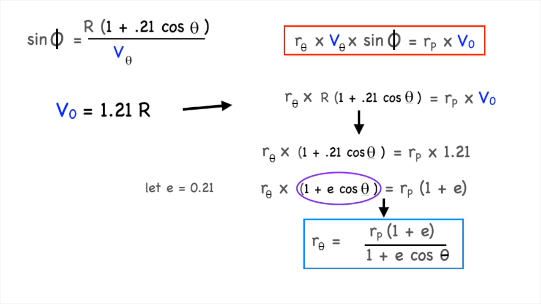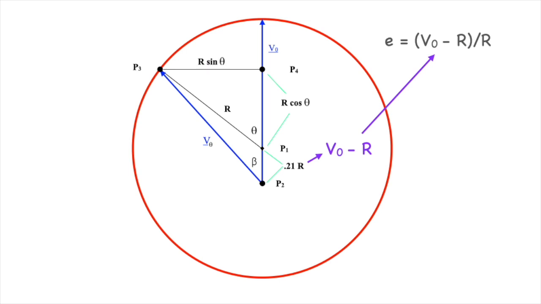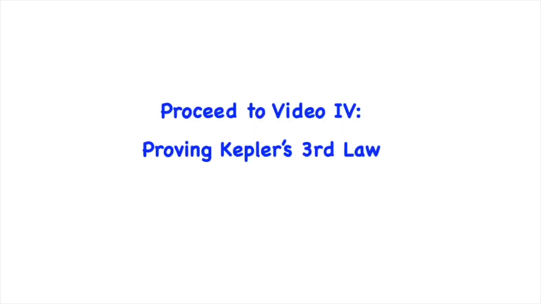In addition, we have a new way of thinking about E, the eccentricity of an ellipse, by referring to the dV circle. E is simply the quantity V0 minus R divided by R. You are now ready to proceed to video 4, proving Kepler's third law.